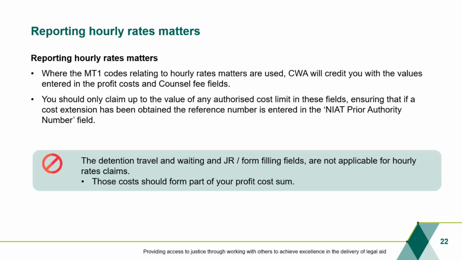As the detention, travel and waiting and JR costs are also paid at hourly rates, in this instance, there's no need to separate those out. They will form part of the profit cost that you report to us. So you may find that those fields are not available for completion, or if you do complete them, that the amounts entered won't be credited to your claim. They should instead be included in your profit costs.